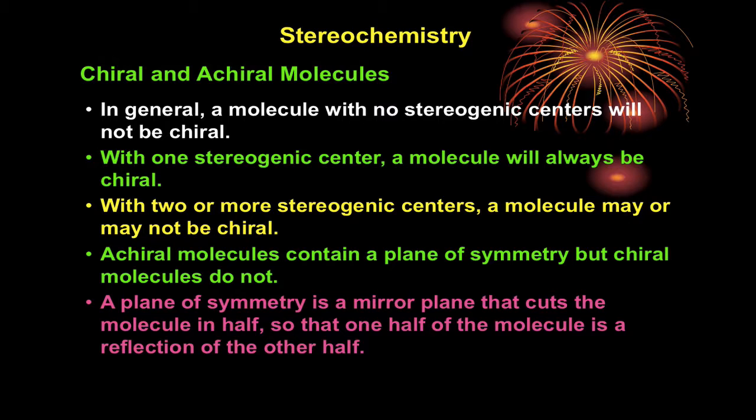Now, it says that a plane of symmetry is a mirror plane that cuts the molecule in half. That does not mean that it has to go through an atom. The mirror plane can actually go through bonds. Okay? So you have to build a model. This is very important. You have to build models at this.